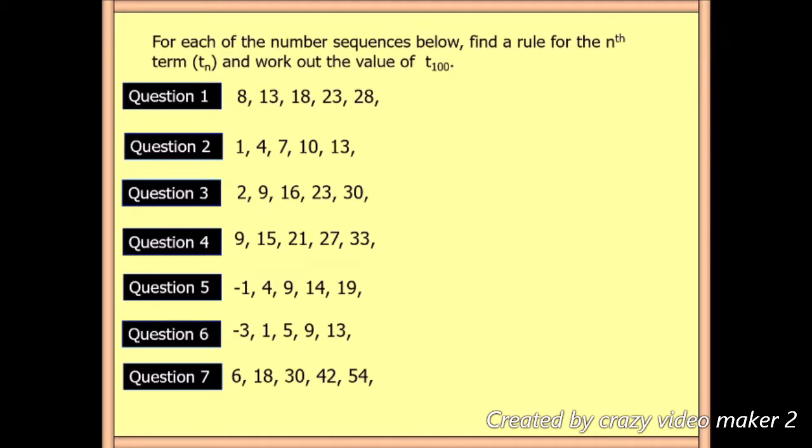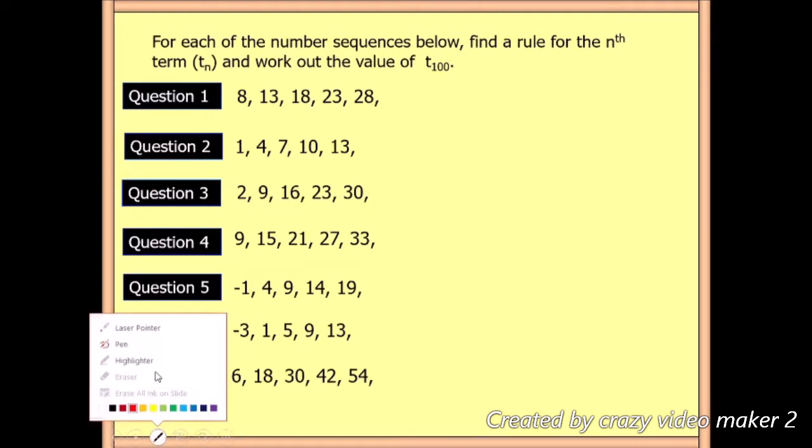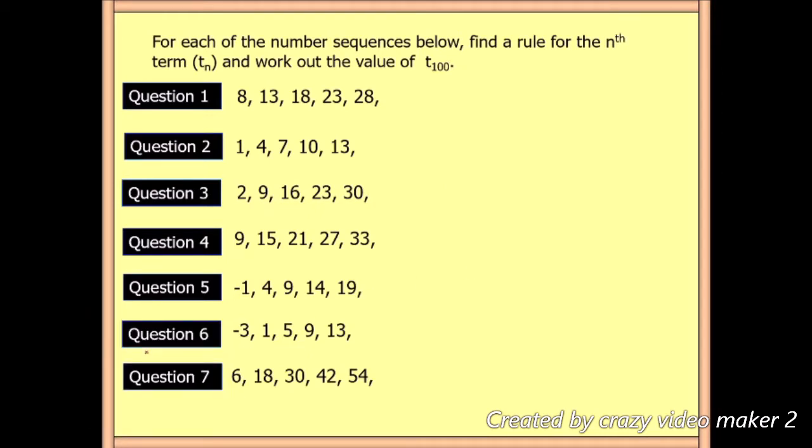Now, just to help you out, the first one, I look at the common difference. So I'll do 13 minus 8 or 18 minus 13. Yeah, and I know my difference here is going to be 5. So I know it's going to be 5n. 5n plus what is 8? And it's going to be 5n plus 3.